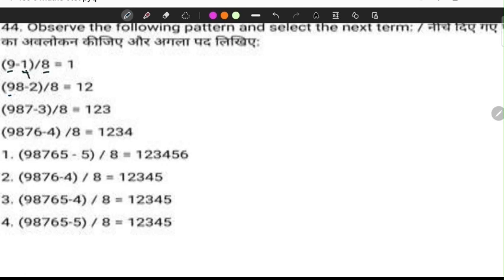Then instead of 1 they have taken 2, and in 9 they have added one more number after 9, that is 98. The number that comes after 9 is 8. The number that comes after 8 is 7, so 987. The number that comes after 7 is 6, so 9876. So what should be the next number that should come here now? 9876 was the last. So what should be the next number that should come after 6? It should be 5.